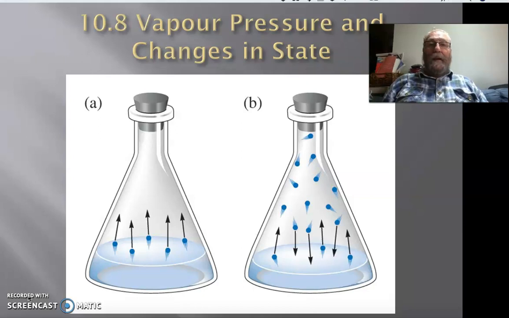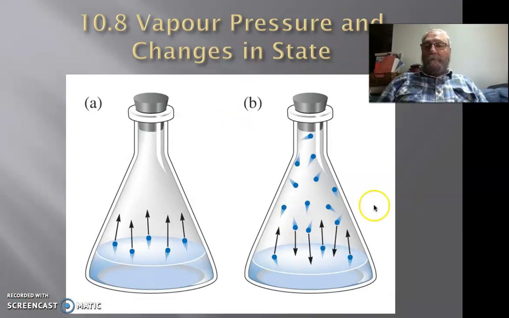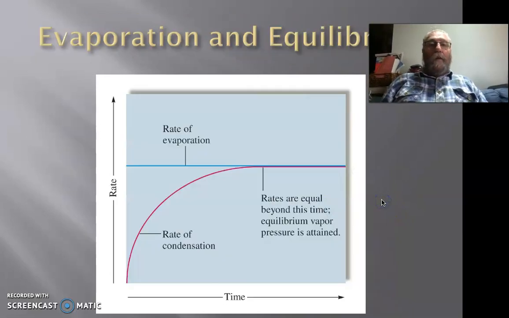So the idea is that a liquid evaporates. If you put it in a sealed container, then eventually it'll reach a point where that vapor reaches an equilibrium state. So the vapor returns to liquid at the same rate that the liquid goes into the vapor. The rate of evaporation remains constant, but the rate of condensation gradually increases until they reach equilibrium.